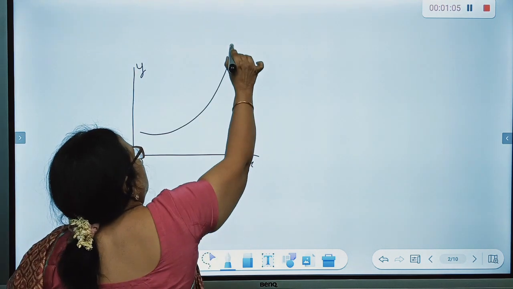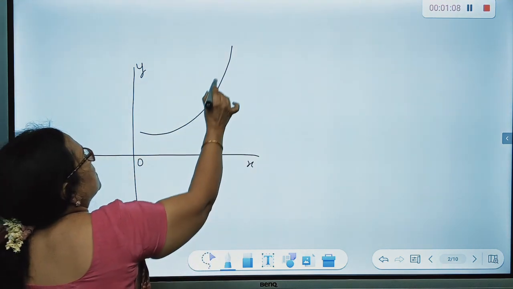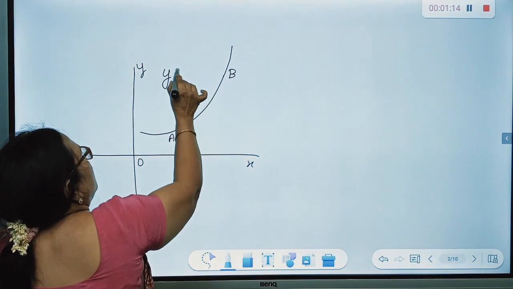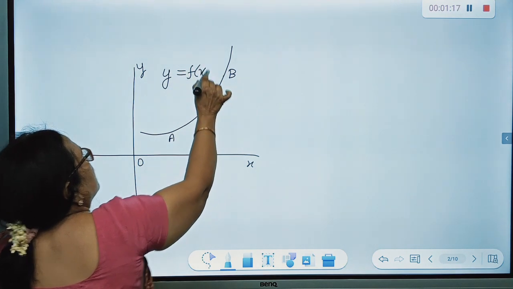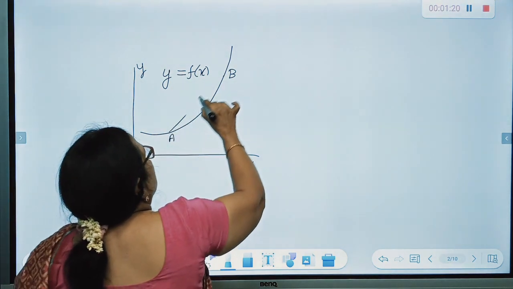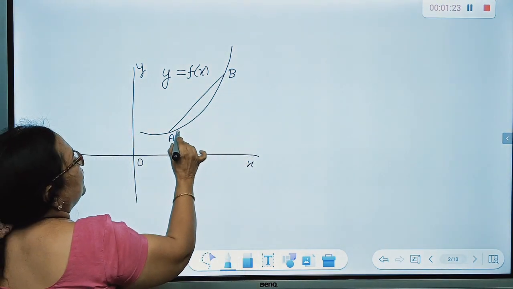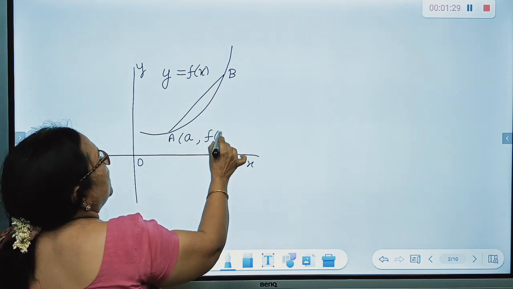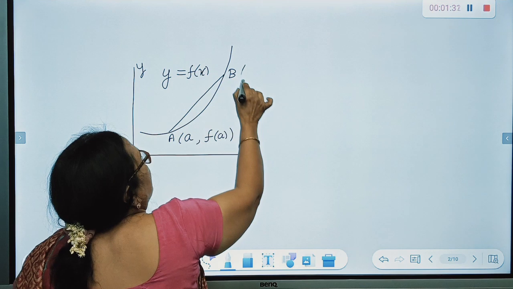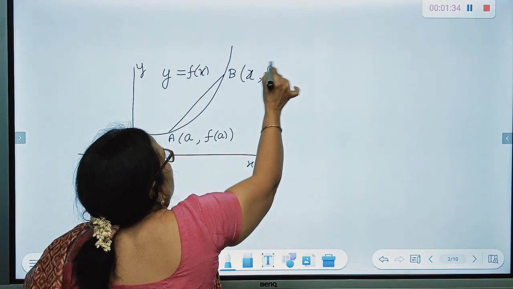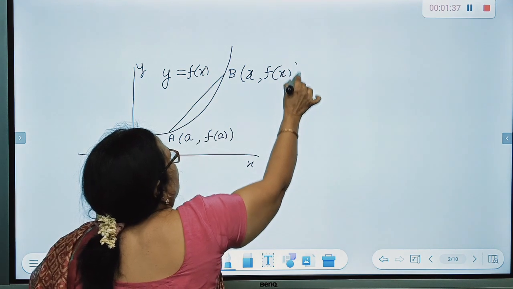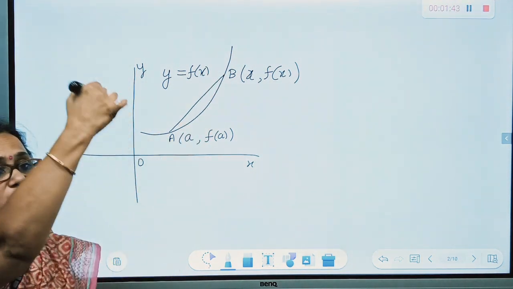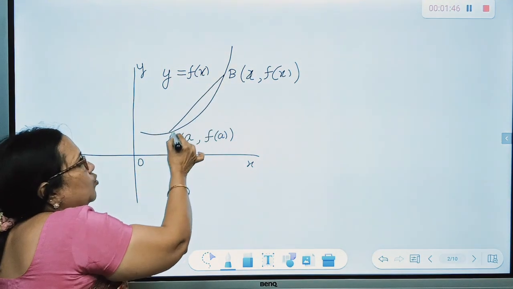Suppose I have a curve and I have 2 points A and B. Let the curve be y equal to f of x. Let me join A with B. Now what will be the coordinates of A? If the x coordinate is a, then the y coordinate will be f of a. Let B be a moving point. So if the x coordinate is x, the y coordinate will be f of x. I am calling it a moving point because I am going to tend B towards A. Imagine as if B is moving towards A.